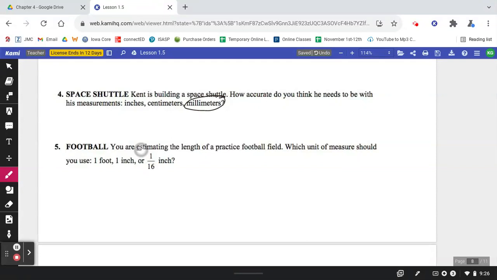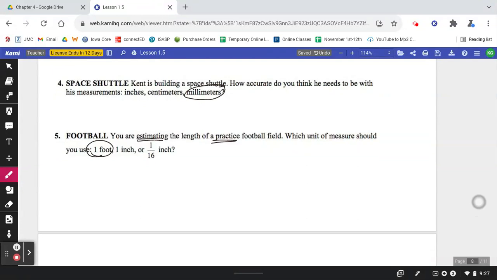Number 5, we are estimating the length of a practice football field. So if we're estimating a practice field, something that they're not going to actually play games on, and we're just estimating, we don't have to be very accurate. So which unit of measure should we use? 1 foot, because it's the biggest, and we don't have to be very accurate. So we could be off by a foot since we're estimating a practice football field.